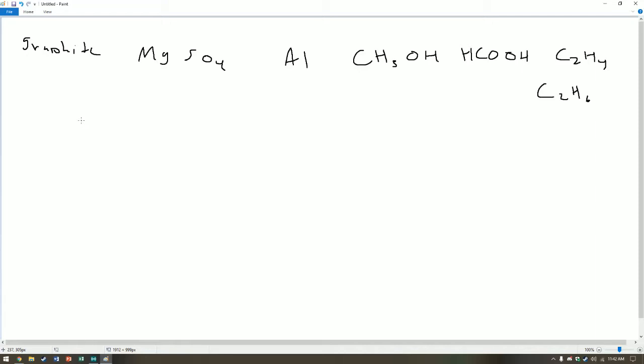So, as you can see here, I have a list of a bunch of random stuff, and what I want to do is order them, and I want to order them from highest to lowest boiling point or melting point or whatever. It's the same trend. Order them from highest to lowest melting point.